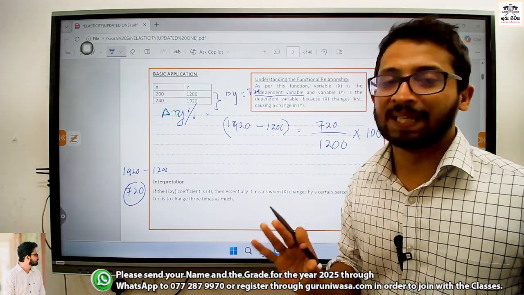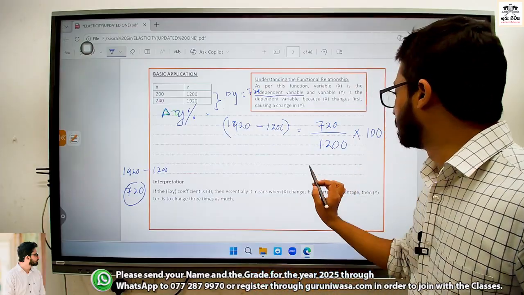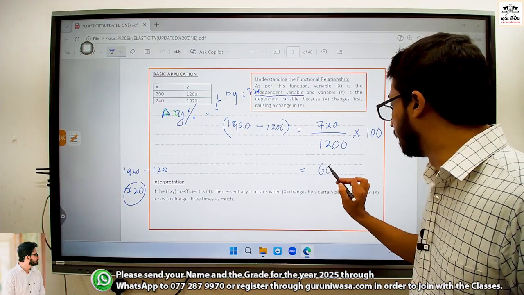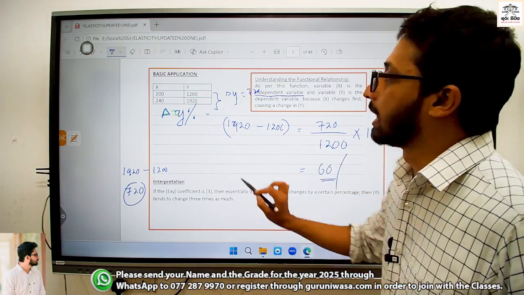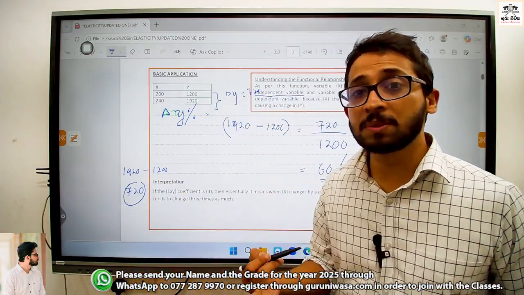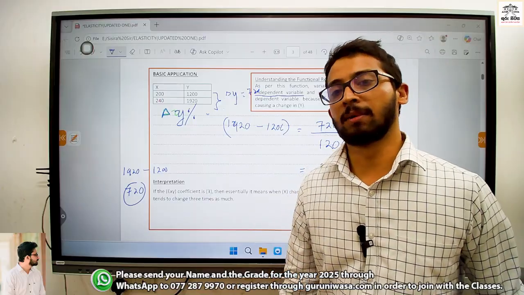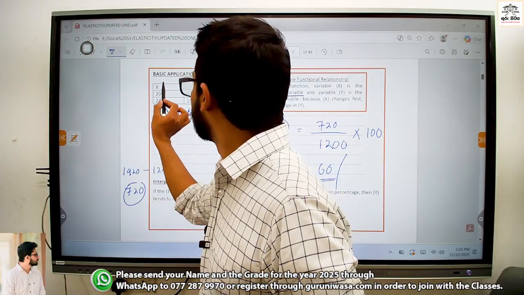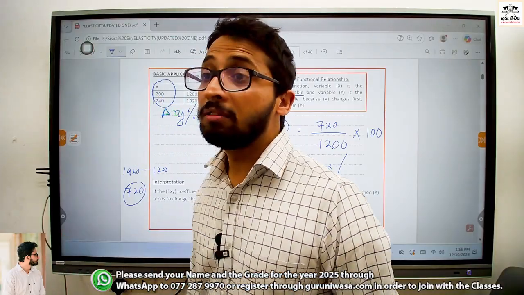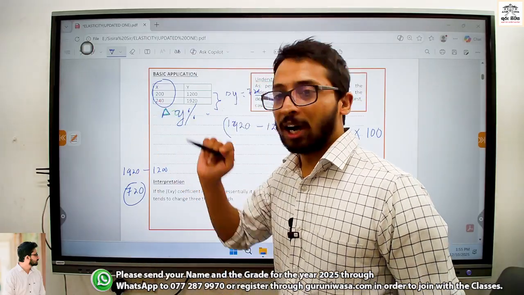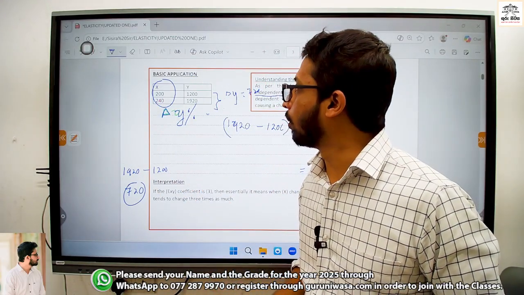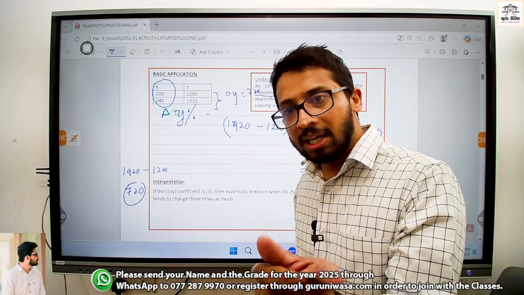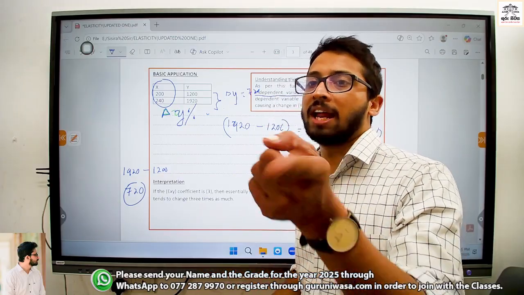Elasticity means percentage. Can you tell me the percentage change? 60%. What does it mean? Variable y has changed or increased by 60%. You get the point? Then we have to calculate the percentage change for variable x. How to calculate percentage change for variable x? Same thing. Take the change divided by the original value.